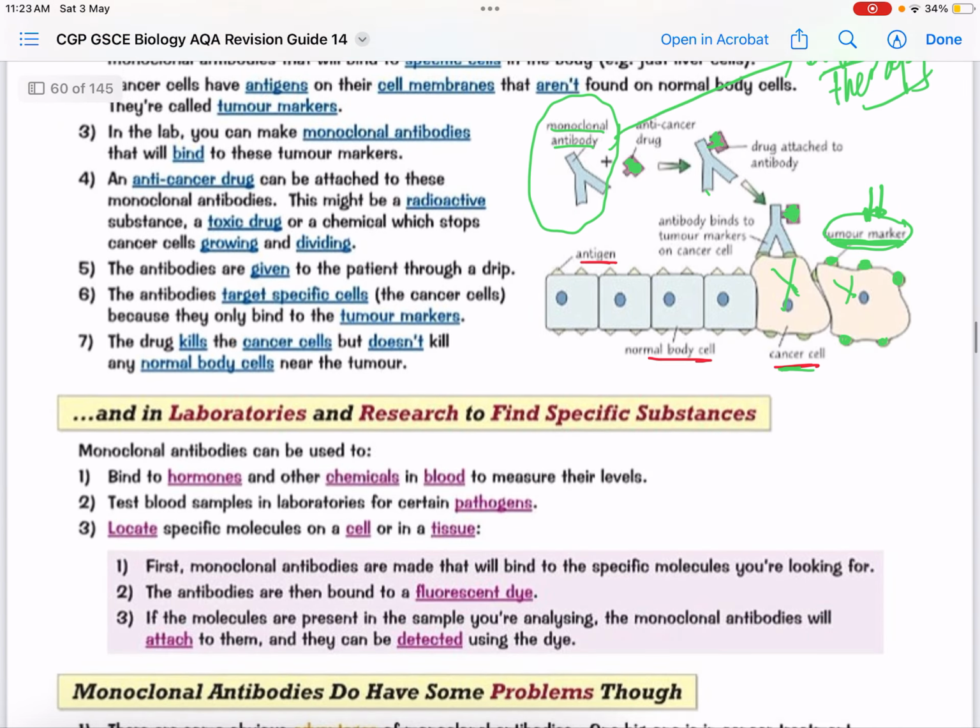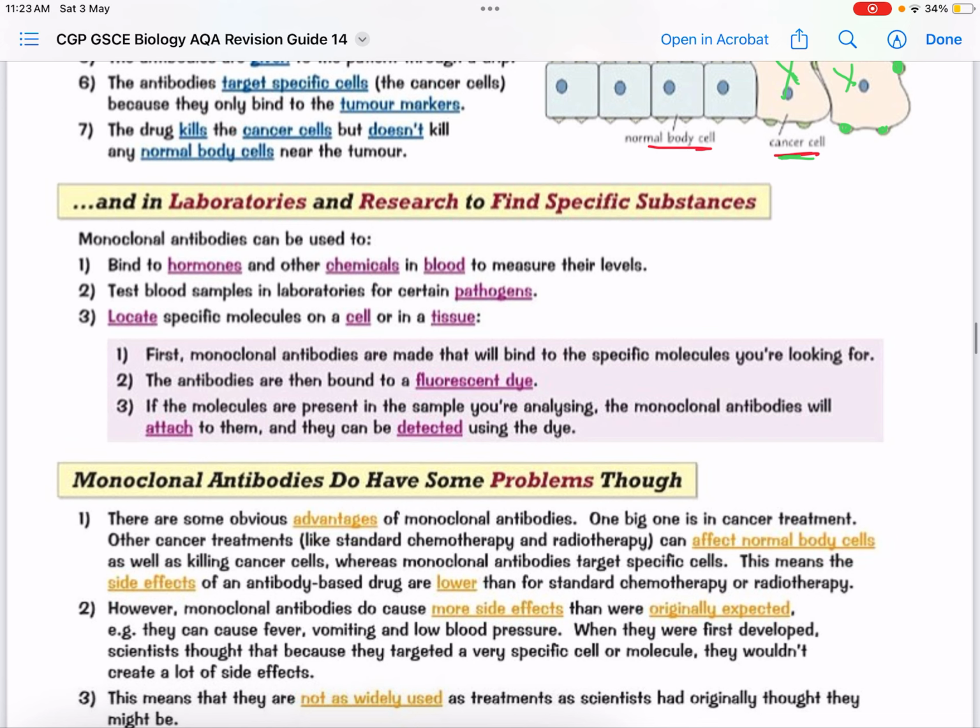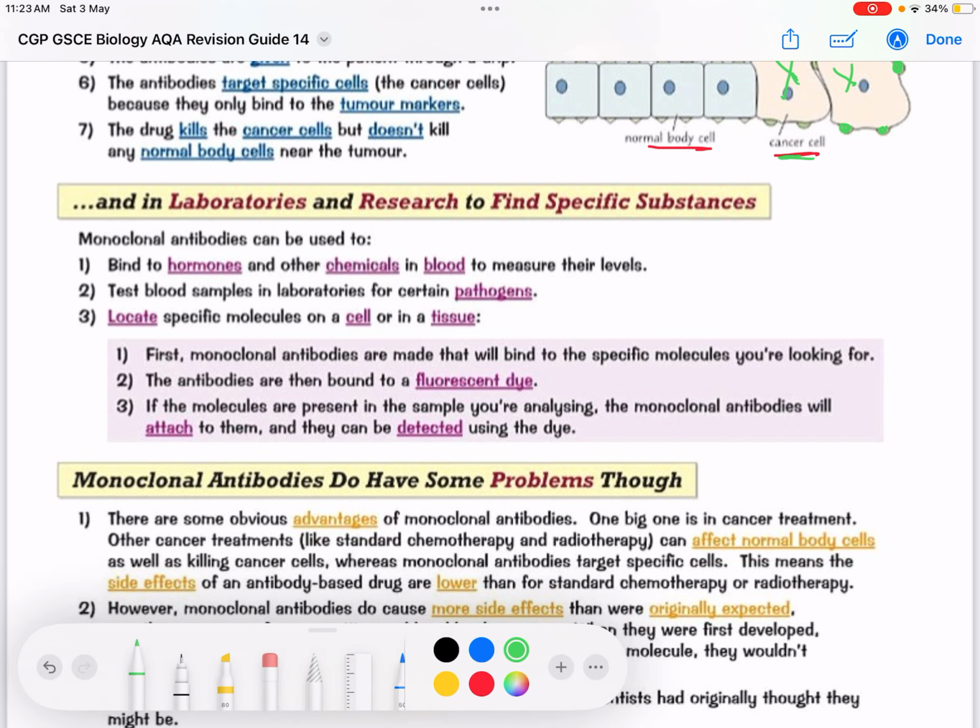There are as well many other uses for monoclonal antibodies. So monoclonal antibodies can be used to bind to hormones and other chemicals in the blood to measure their level. They can test blood samples in laboratories for certain pathogens, as I said, if they're made complementary to this pathogen. They can locate specific molecules on a cell or in a tissue. So they're used as well, guys, for diagnosis. Okay, not only treatment, also for diagnosis.